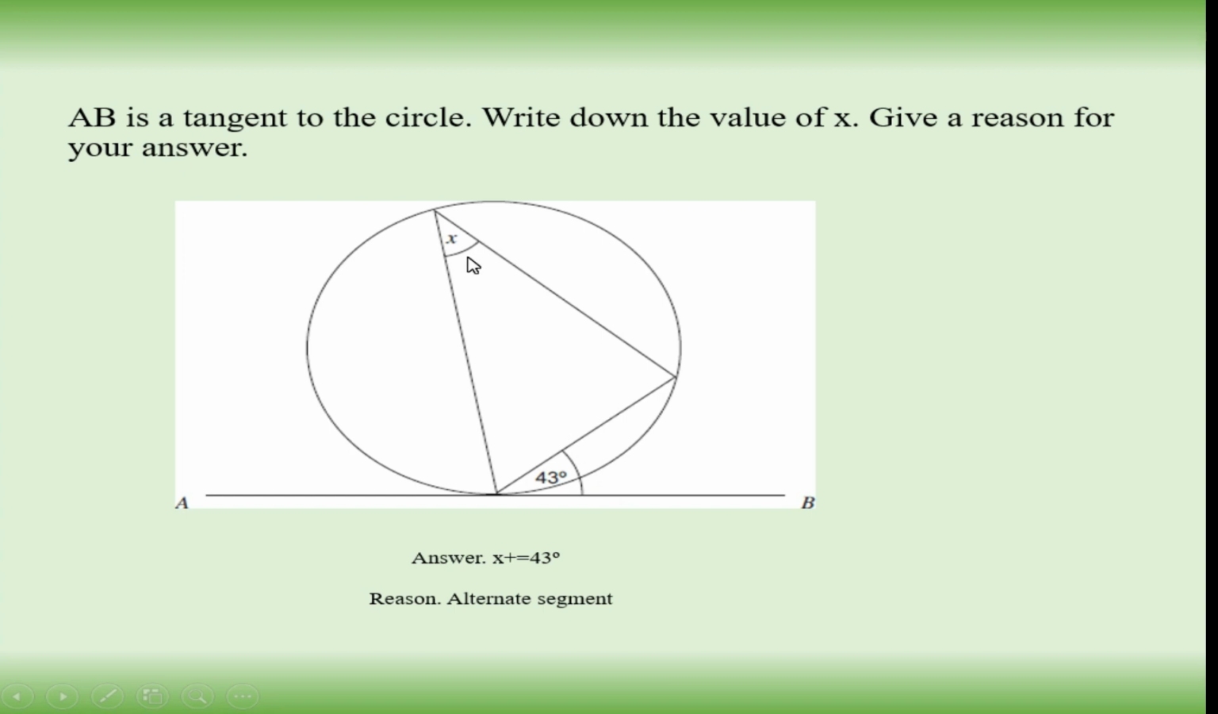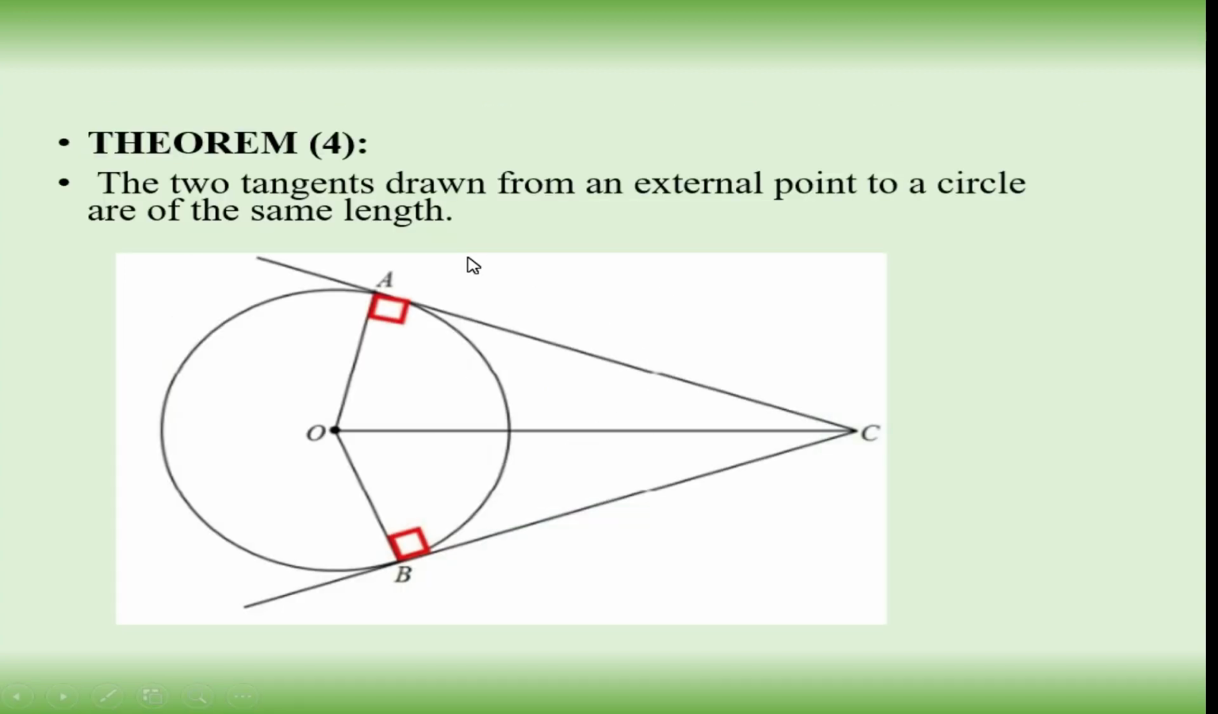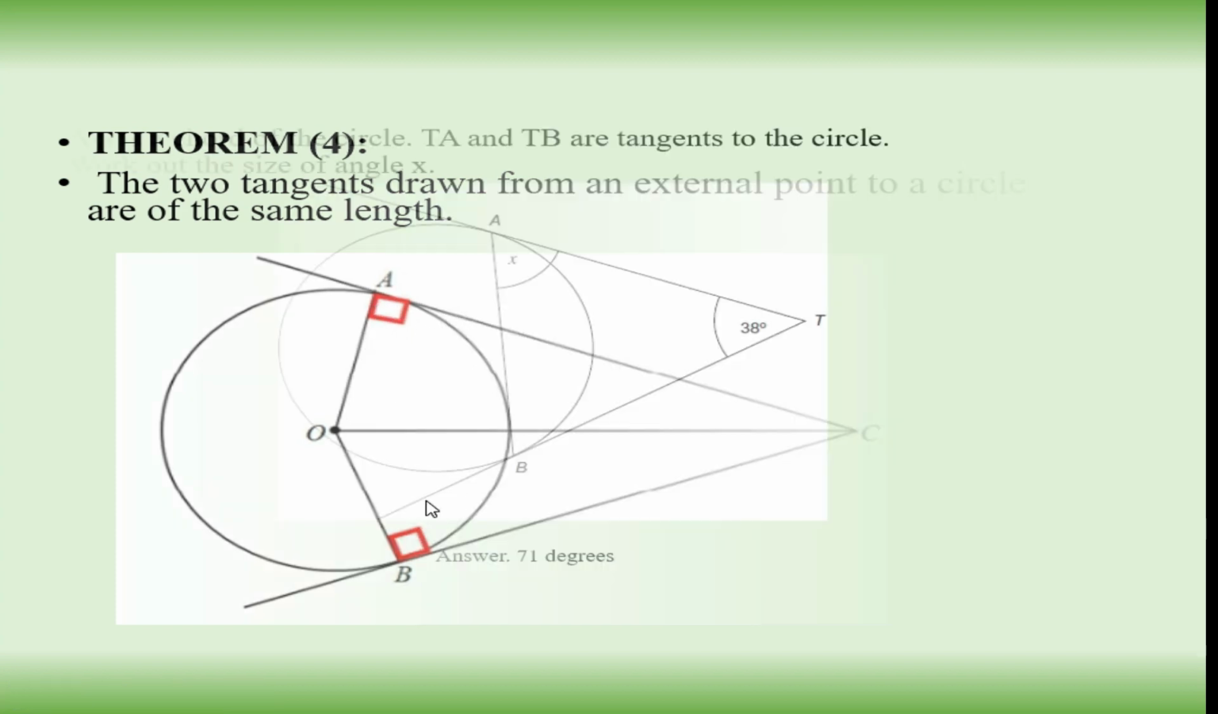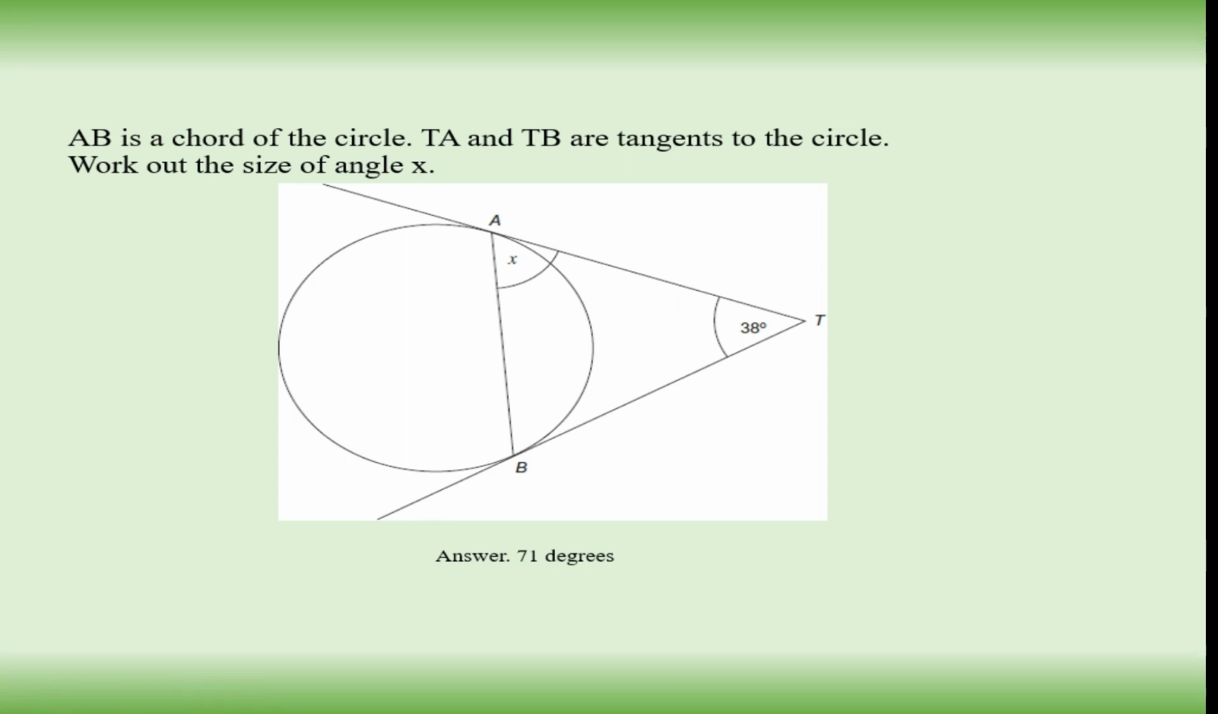Look at the theorem. The two tangents drawn from an external point to a circle are of the same length. So they are all tangents. This tangent is another tangent, and since they are drawn from the same point, this side is 90 and this side also is 90, and they have the same angles. So if here is 38, here should be x, as seen.